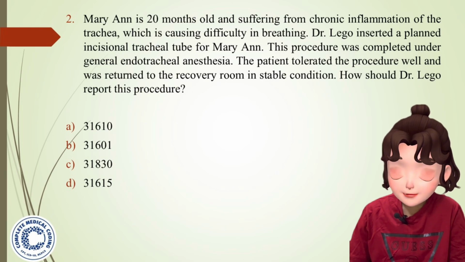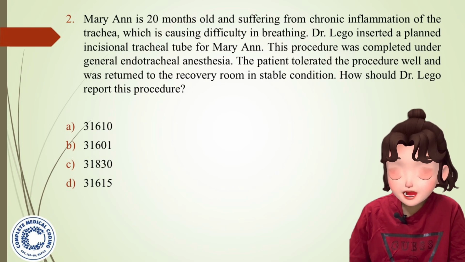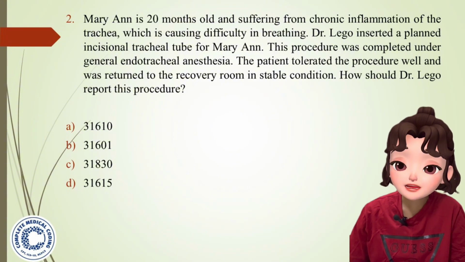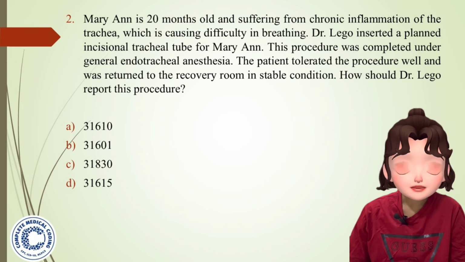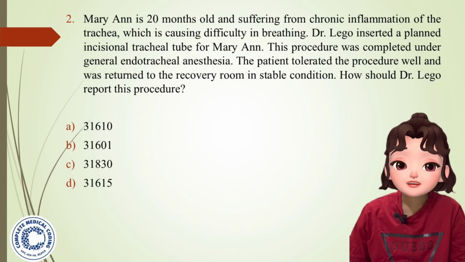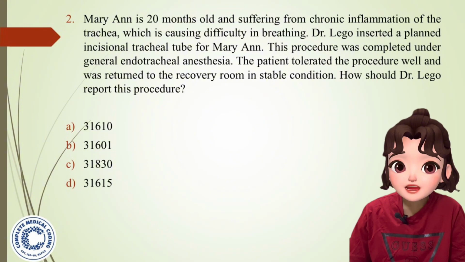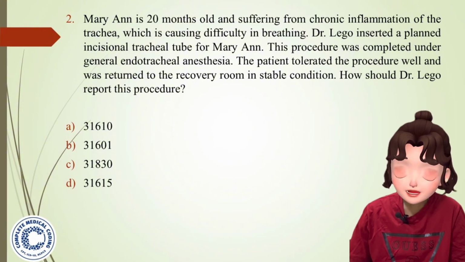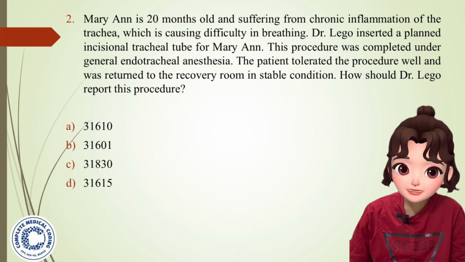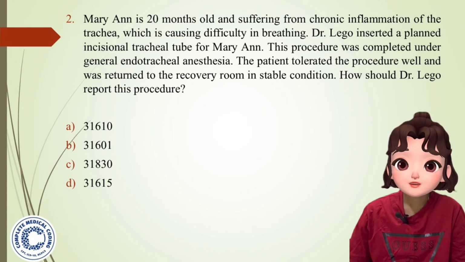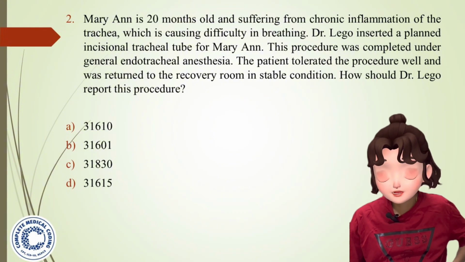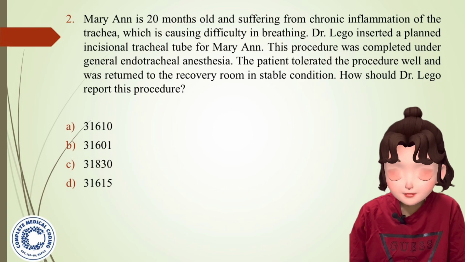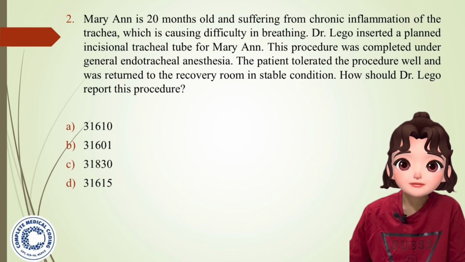Tracheostomy, planned, separate procedure, younger than 2 years. Yes, this is what we need, because the patient is here younger than 2 years. 20 months old is less than 2 years. So for those less than 2 years, you have to mark the CPT code as 31601. 31600 is just tracheostomy, planned, separate procedure for those who are greater than 2 years. If in the question it is greater than 2 years, then the answer will be 31600. So here 31601.